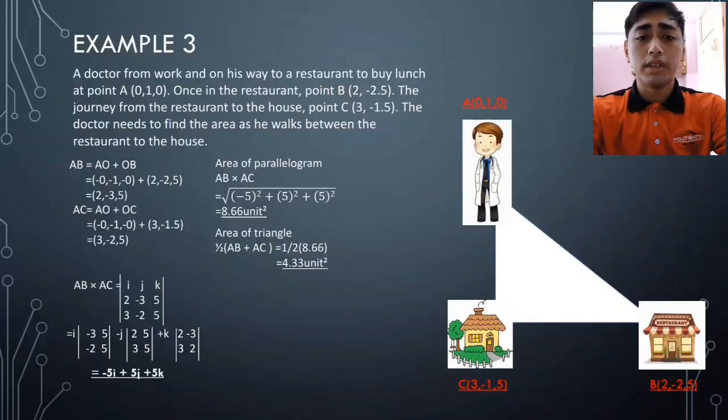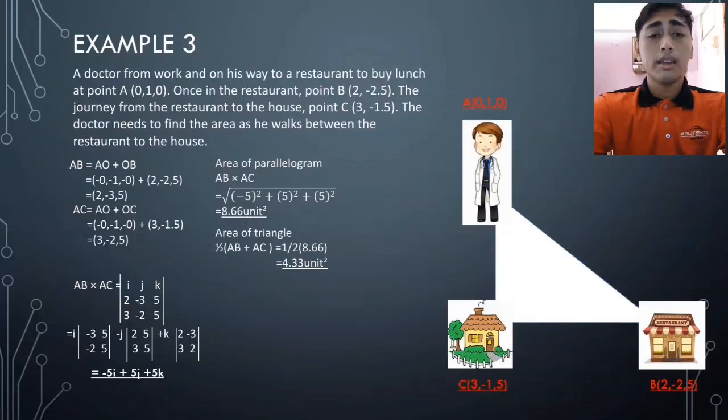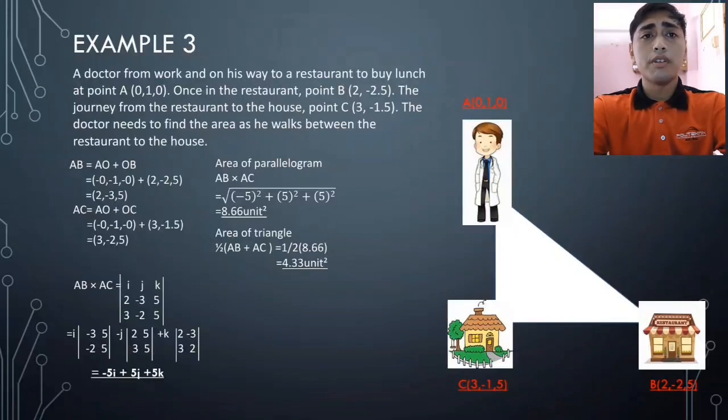And then, after we get it, we need to find the area of the parallelogram, which equals the magnitude of AB times AC, equals the square root of, in parentheses, -5 squared plus, in parentheses, 5 squared plus, in parentheses, 5 squared. When we calculate it using the calculator, we get 8.66 unit squared.